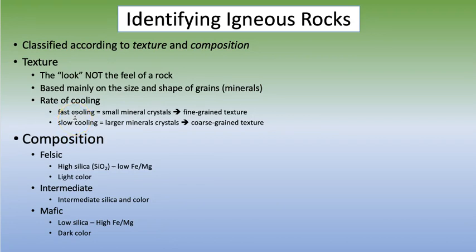The texture is based on the rate of cooling more than anything else. If the rate of cooling was fast, you're going to have small mineral crystals, giving the rock a fine-grained texture. This happens when you have a volcanic eruption and lava is flowing onto the Earth's surface or is getting blasted out of the volcano as pyroclastic material. The lava has gone from being over 1,000 degrees when it was inside the volcano to now being exposed to an environment where the temperature is, say, 80 degrees.